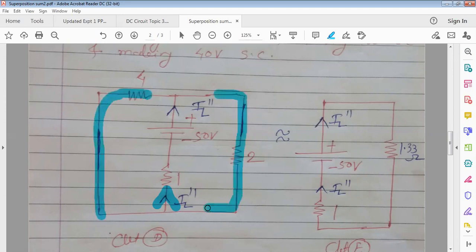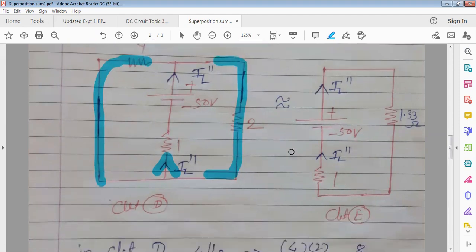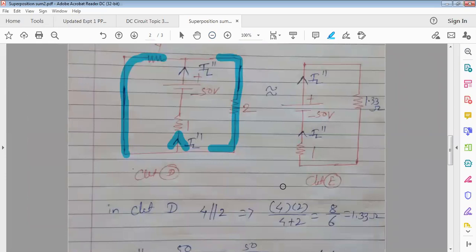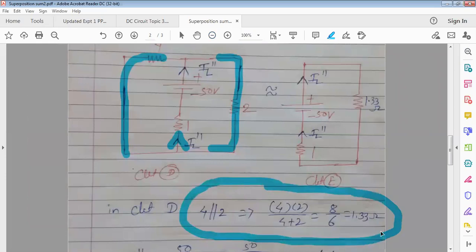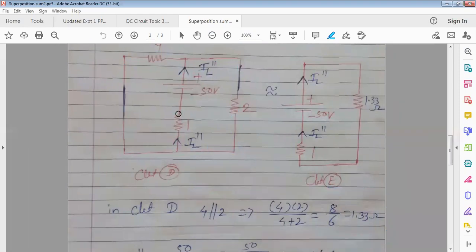Now observe the 4 ohm and 2 ohm. How are they connected? In parallel. So their resultant you can find as 4 into 2 divided by 4 plus 2, that is 8 by 6, which is 1.33, isn't it? Will that 1.33 be in series or in parallel with this 1 ohm? In series with 1 ohm, isn't it? So 1 ohm in series with 1.33 and 50 volt.